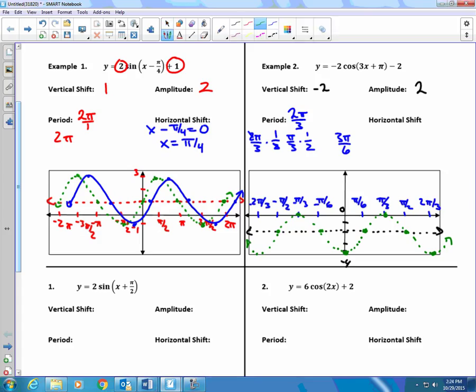You told me there was a horizontal shift. How do I find the horizontal shift? Set the inside equal to 0. So 3x is equal to -pi divided by 3. X is equal to -pi divided by 3. What's different about that horizontal shift compared to the other ones we've seen? It's negative. So instead of moving to the right, I move to the left. How much of a shift is pi over 3? How many tick marks? 2.